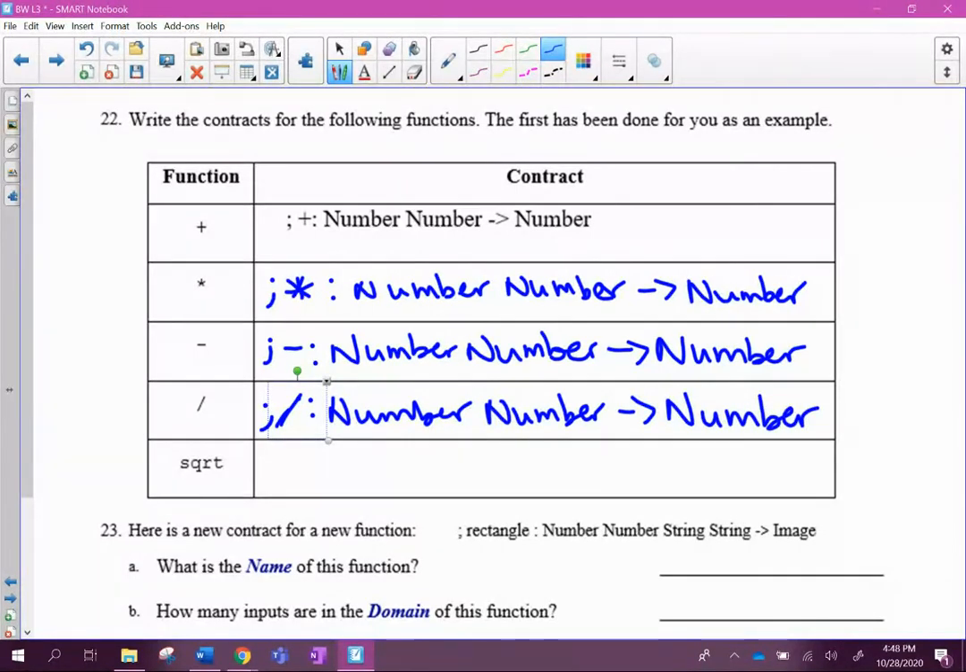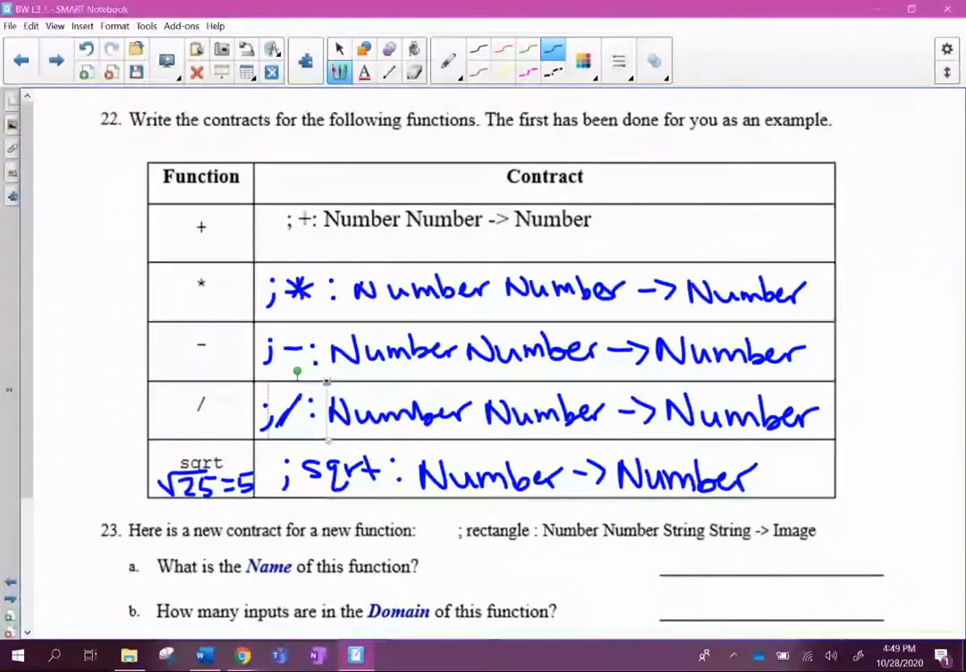Okay, now SQRT, that is square root. So when we're thinking of the square root, for example, the square root of 25 equals 5, how many inputs do I need? Only one. So my contract is going to be semicolon, square root, SQRT, colon. My input only needs one number. And then my output is also a number. Okay.